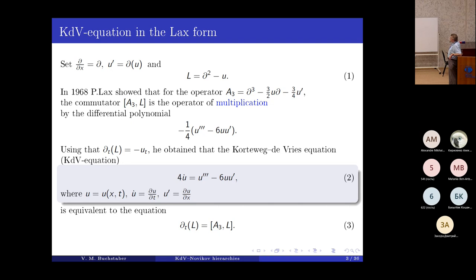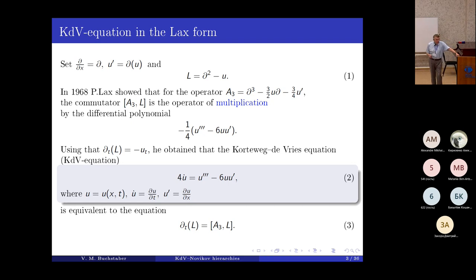After that, using that the partial derivative for the operator is nothing else but minus u_t, he obtained the Korteweg-de Vries equation in such form. Of course, if we consider u as a function of x and t, with u dot the partial derivative in t and u prime in x, we obtain that this partial differential equation is equivalent to the equation in the operator form. So you see, we have L and we have the operator A3.